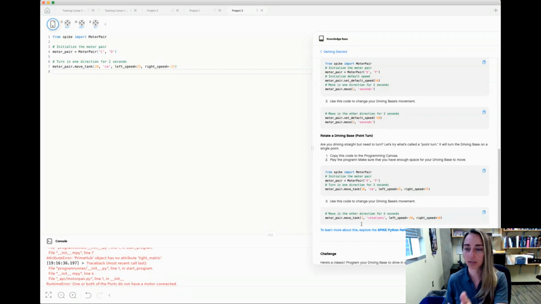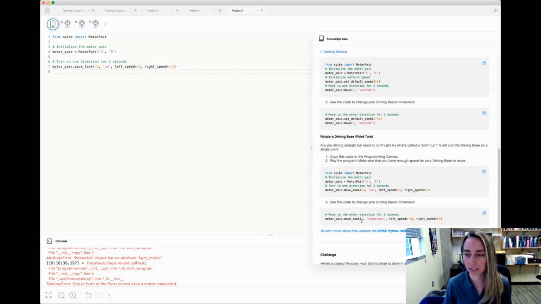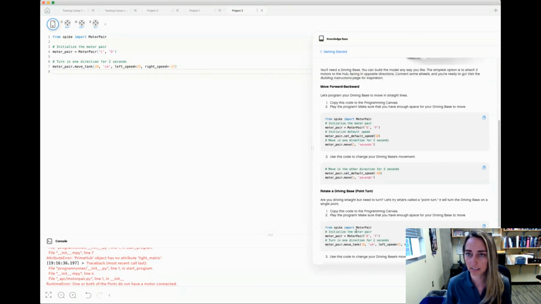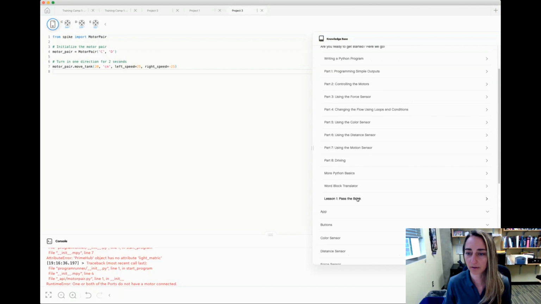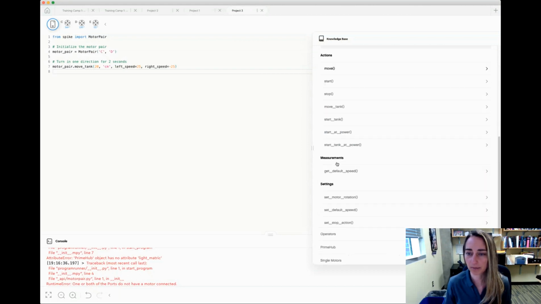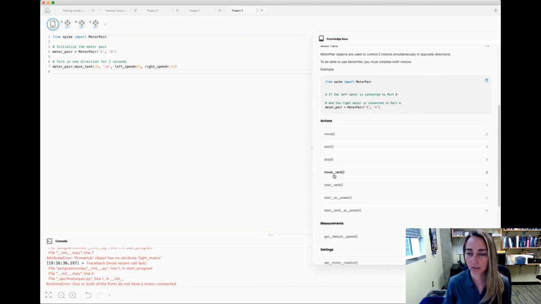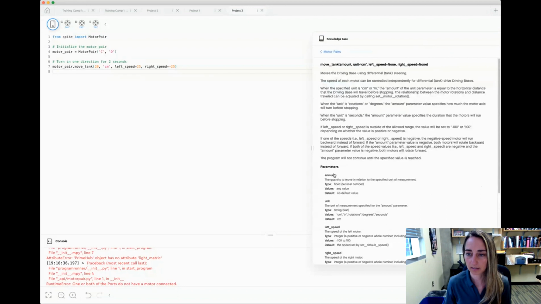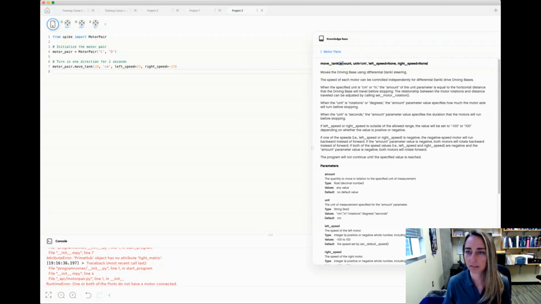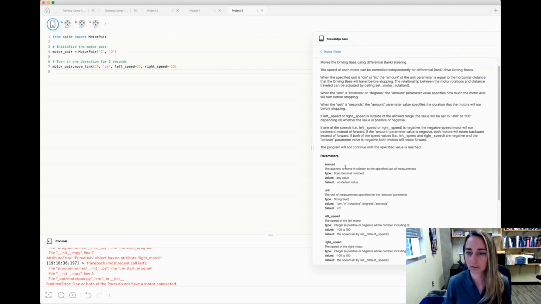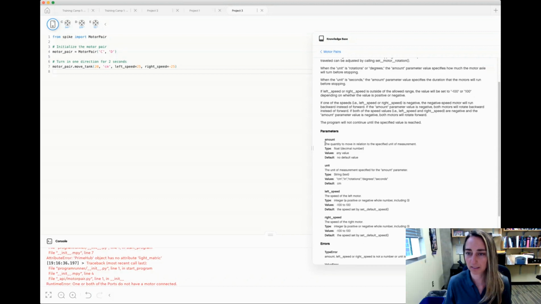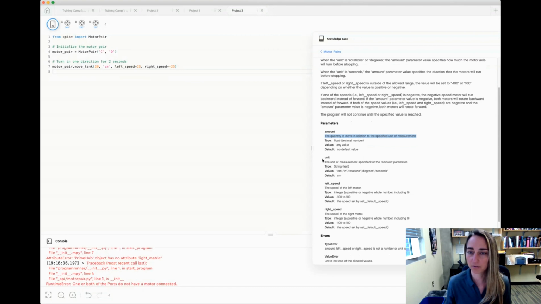Now, again, if I want to learn more about this particular function and some of the options here, I can go back to motor pairs and I can go to move tank. Okay. And again, I got to read a little bit here, but I can see some of the options, and in particular, the options for inputs. So this amount and unit, you can see that the amount can be just any number, which it is right now, it's just 20, but the unit can be different.